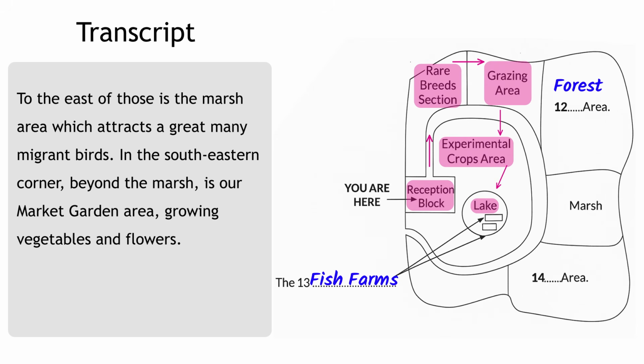Now, 14. Let's see how question number 14 is answered here. "To the east of those is the marsh area, which attracts a great many migrant birds. In the southeastern corner, beyond the marsh is our market garden area, growing vegetables and flowers." So we definitely know that this is the answer for question number 14.